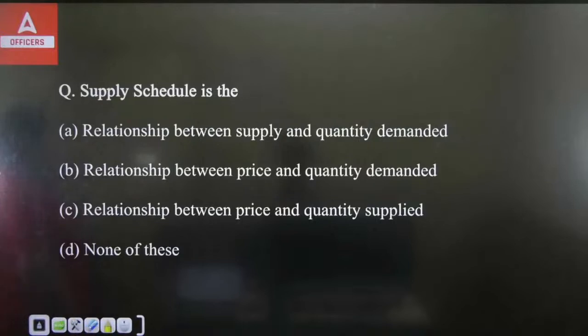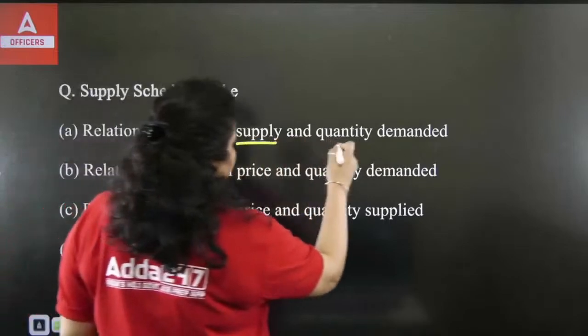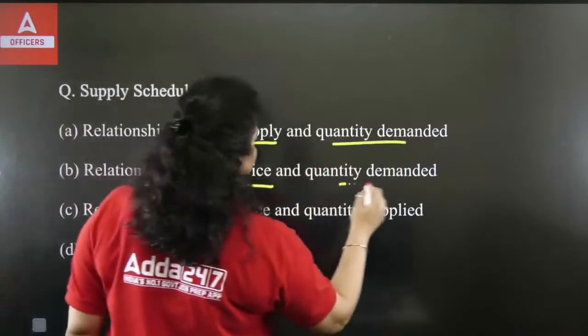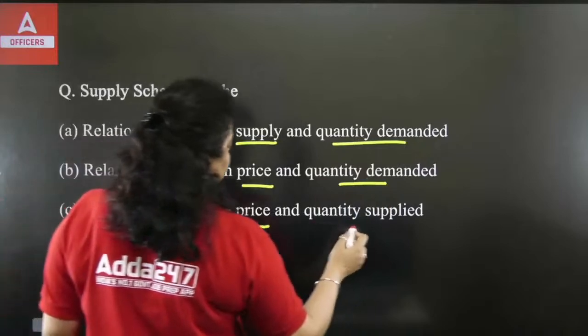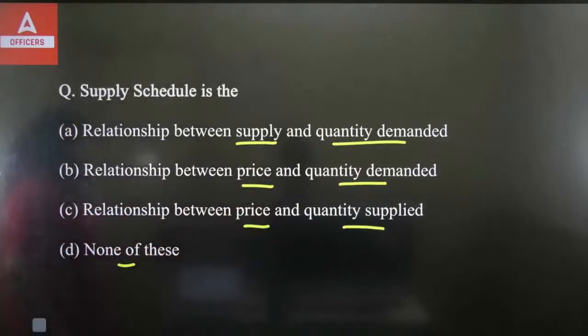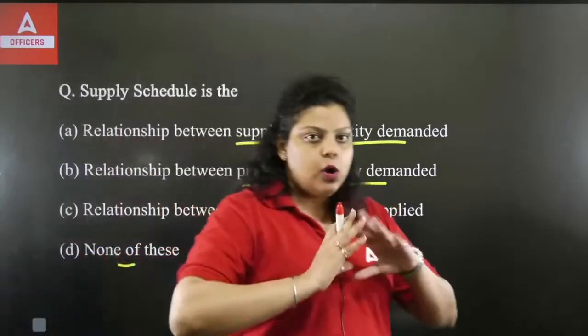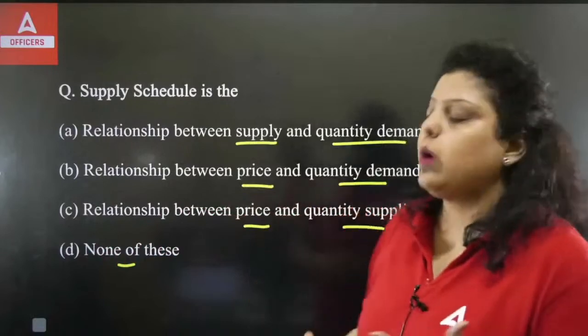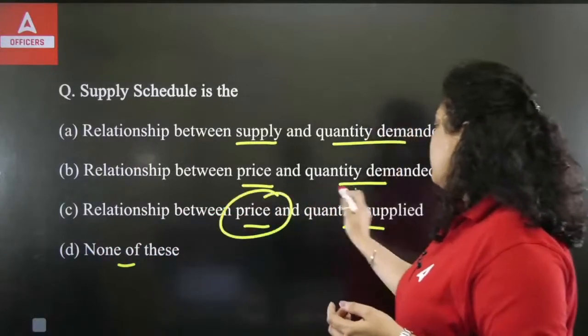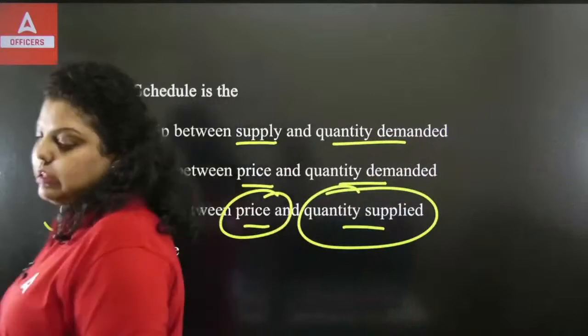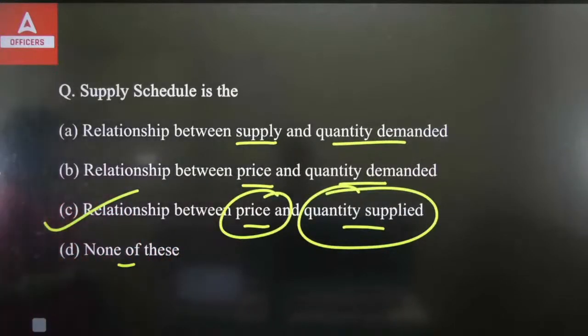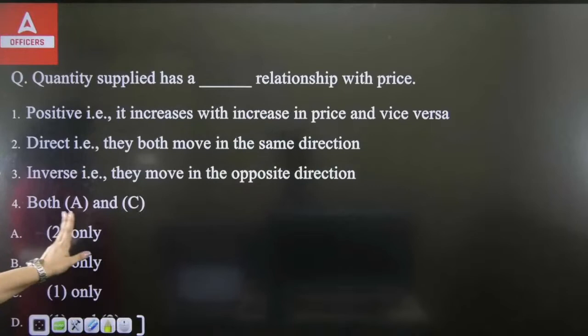Supply schedule is the dash. Relation between supply and quantity demanded, relationship between price and quantity demanded, relationship between price and quantity supplied, and none of the above. So you are talking about supply schedule. Supply schedule means you are showing the relationship on a table between two particular quantities, the price and the quantity supplied. So the right answer will be your C option. Where you represent the price and the quantity supplied on a table, that will be known as your supply schedule.